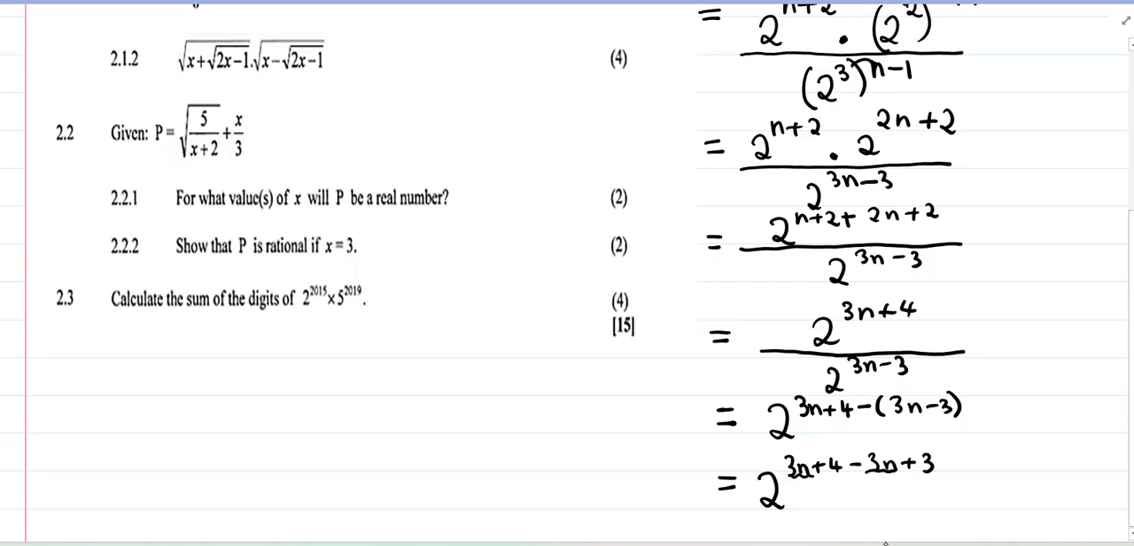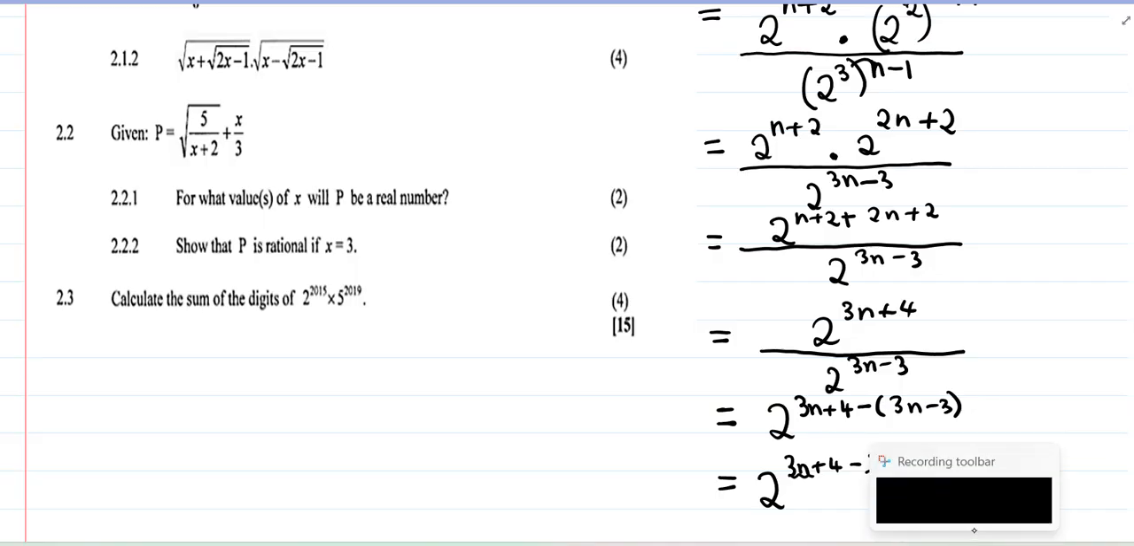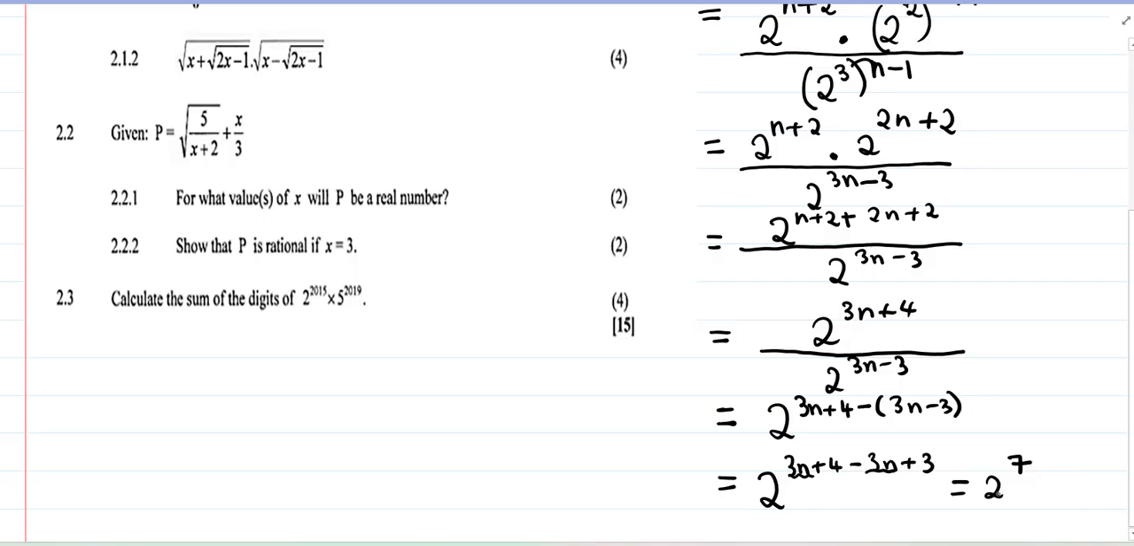And then take a look at what happens. 3n minus 3n is 0. 4 plus 3 is 7. So my answer here is 2 to the power of 7, which is equal to 128. That was the very first question.